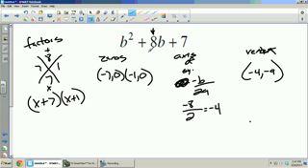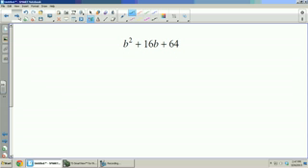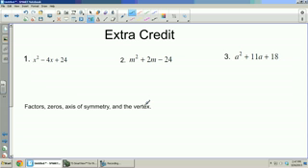Alright, so here we go. Here's your extra credit. You have 3 problems. I want you to take each problem and find the factors, the zeros, the axis of symmetry, and the vertex for each. Okay, so you're doing 4 things for each of these 3 problems. Alright, show your work, turn this into Mr. Riddle, get that extra credit.